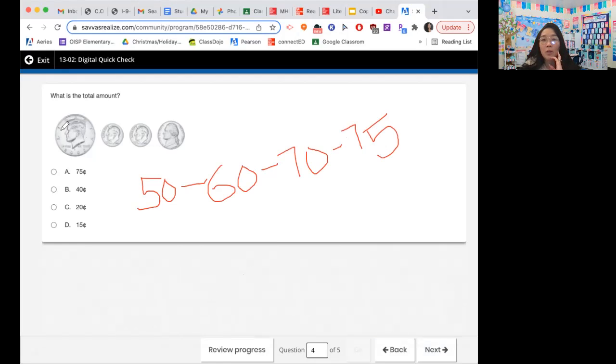How do I make sure my work is correct? I'm going to skip count. So we're going to do touch math. We have 50 cents, keep going. 55, 60, 65, 70, 75. So our answer should be A, 75 cents.